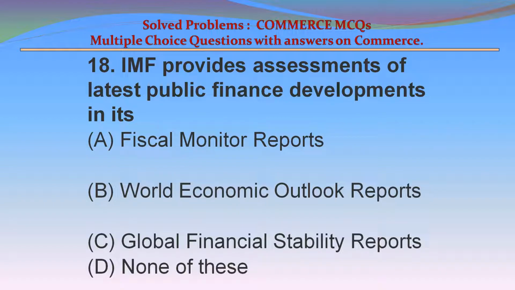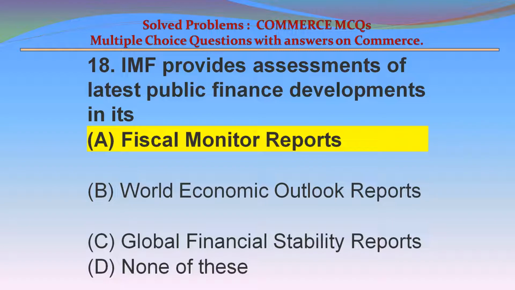18. IMF provides assessments of latest public finance developments in its option A, fiscal monitor reports; option B, world economic outlook reports; option C, global financial stability reports; option D, none of these. Answer A, fiscal monitor reports.